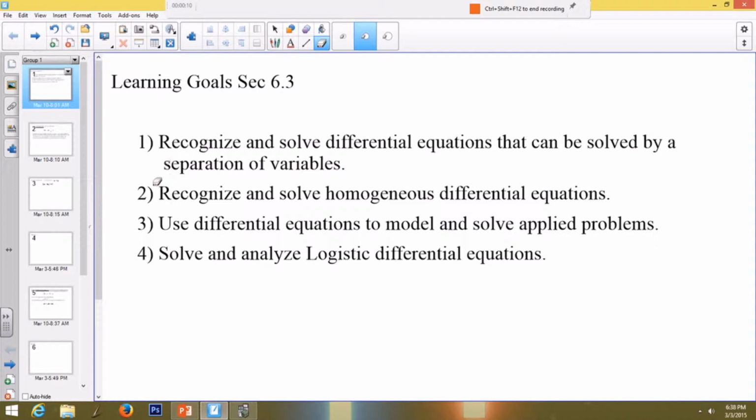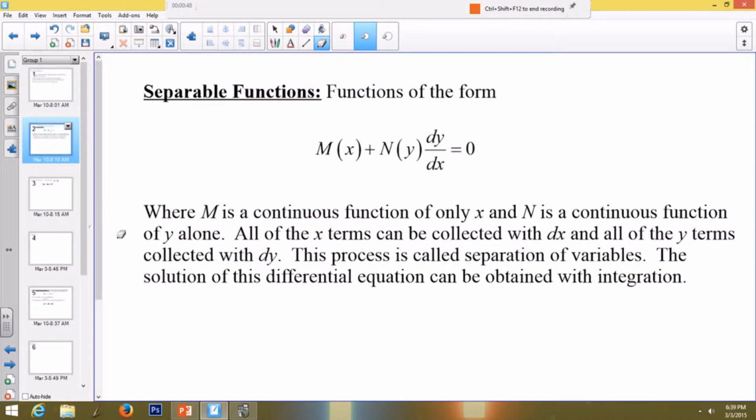Okay, learning goals. Today we're going to talk about solving differential equations that can be solved by separation of variables, which we've talked about, and I've used that terminology over and over trying to get us up to speed so that we understand what we're talking about when we get to here. We're going to recognize and solve homogeneous differential equations, and then we're going to use differential equations to model and solve applied problems, and we're also going to talk about solving and analyzing logistic differential equations. I'm probably going to have to talk about this in class a little bit also. I think I'm just going to try and get the equations here in this presentation, and then we'll talk about specifics later.